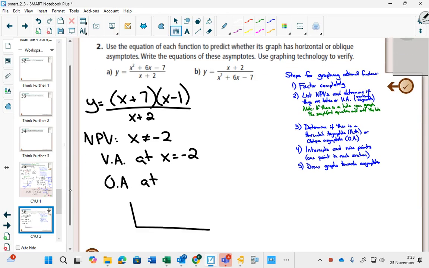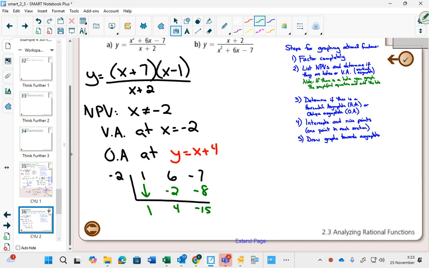I use synthetic division. So 1, 6, and minus 7 divided by x plus 2, so minus 2 in front. Bring down the 1, multiply, add, multiply. Look at that. Remainder of minus 15, which you can ignore. Your oblique asymptote is going to be at y equals x plus 4. We have enough, we can start graphing this already.